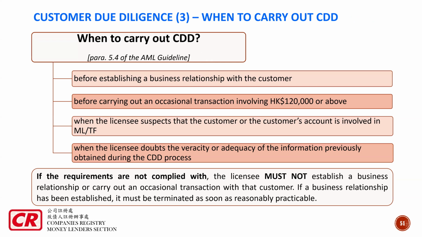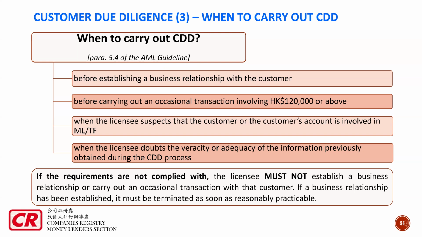Now we'll talk about when we are required to carry out the CDD. Firstly, you need to carry out the CDD measures before establishing a business relationship with the customer, and also before carrying out an occasional transaction involving 120,000 Hong Kong dollars or above. You will note that the definitions of business relationship and occasional transaction are set out in Section 1 of Part 1 of Schedule 2 of the AMLO.